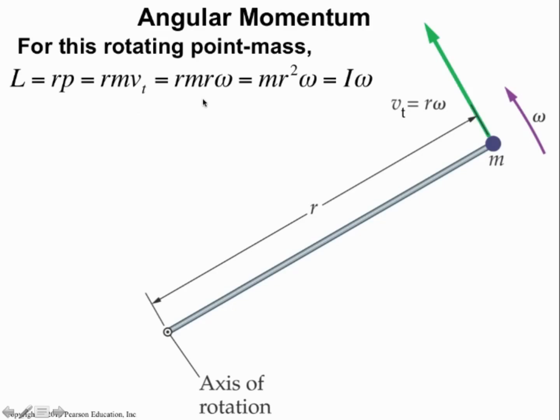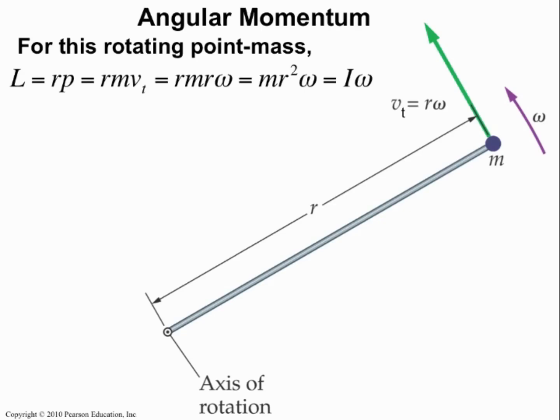All right, so let's prove the L equals I omega relation. For this rotating point mass, L equals RP, that's by definition. And now plugging in MVT for P, because that's the definition of P, we can keep simplifying until we end up with mr squared omega. And since mr squared is simply the moment of inertia of a point mass, we replace mr squared with I, and we end up with I omega.